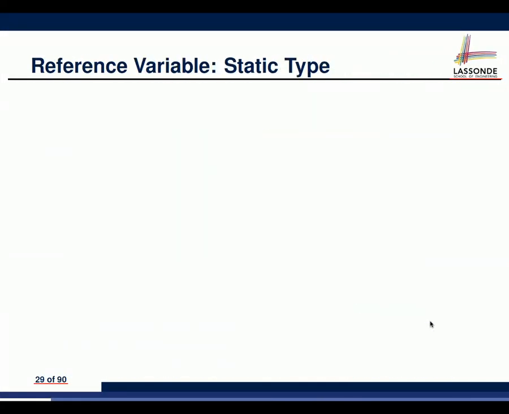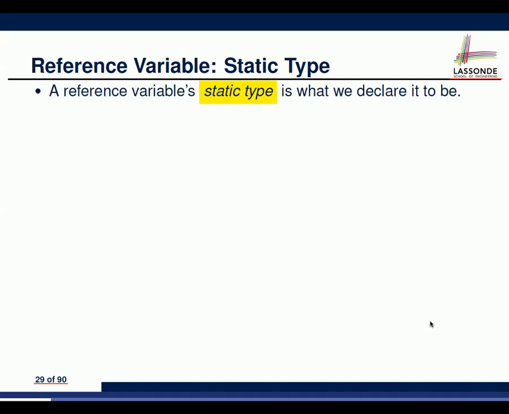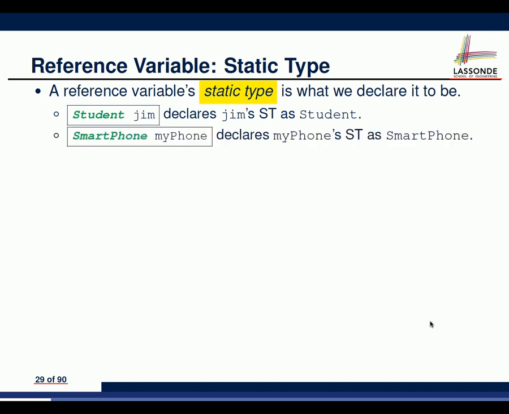So now let's talk about static type. We've already gone through the idea. Let's just review that very quickly. For the static type, any reference variable has a static type. It's what we declare it to be. If you declare Jim to be students, students is the static type. It never ever changes. It always stays the same. And if I declare my phone to be of type smartphone, also it stays the same always.